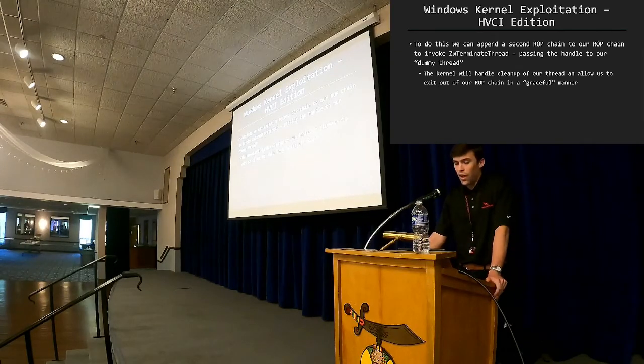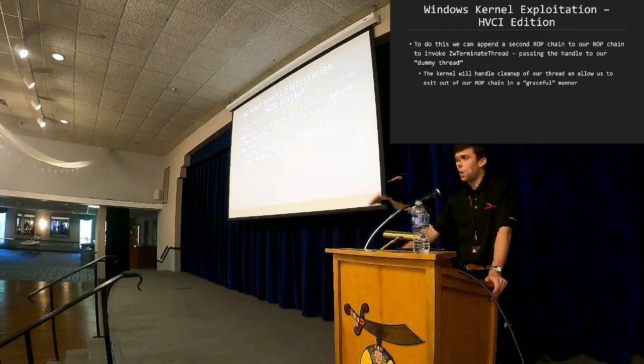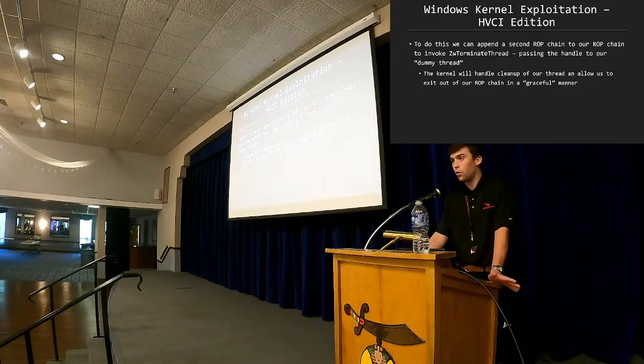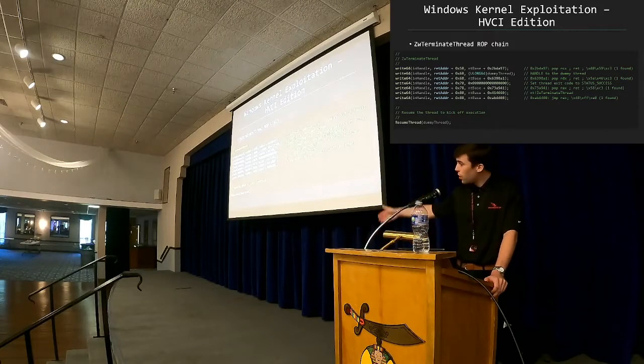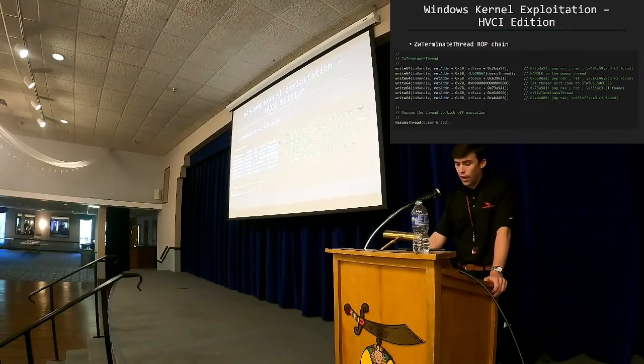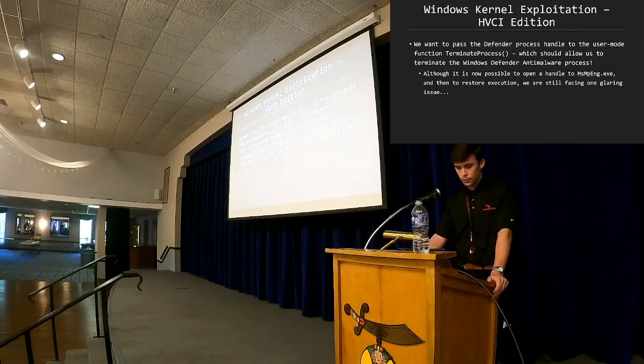So we have a handle to our dummy thread. We just pass that handle into terminate thread, and after we open the handle to the Defender process, terminate thread lets the kernel handle all of the termination of our thread. So we don't need to worry about cleanup because the kernel is going to handle it for us. So basically, after our exploit work is done, we call ZwTerminateThread, and that's going to terminate the dummy thread gracefully, and we're not going to get a blue screen of death.